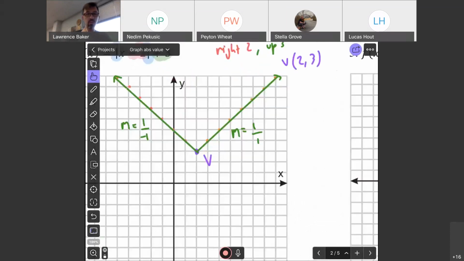So I used the slopes to draw the rest of the line. I found where the vertex was, and then I used the slope to draw the line on each side. Does that make sense how I did that? Makes sense. Okay.